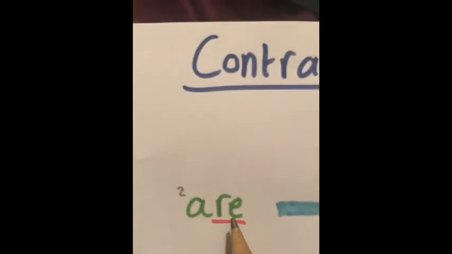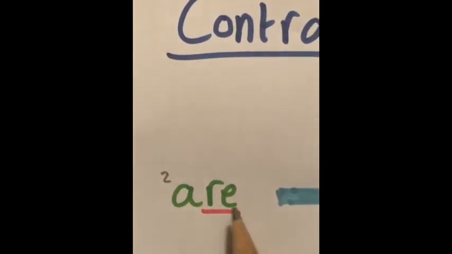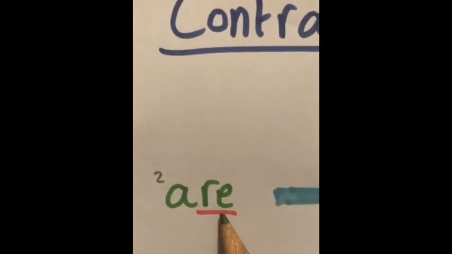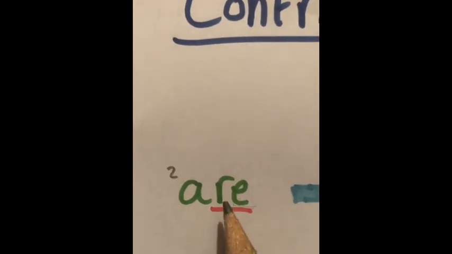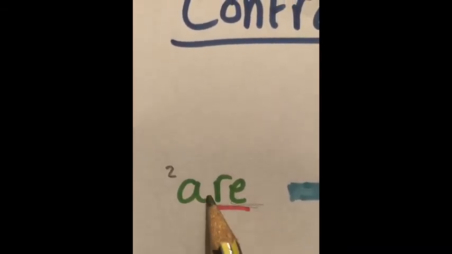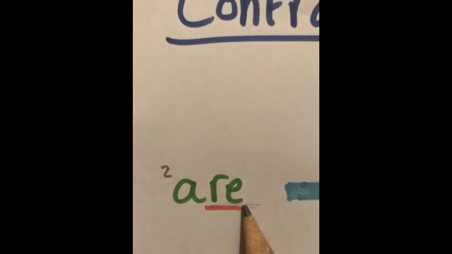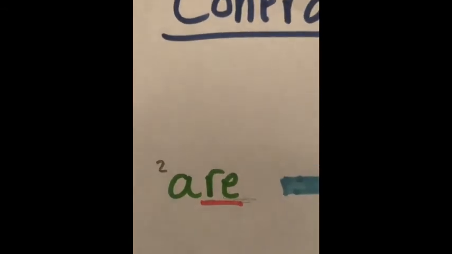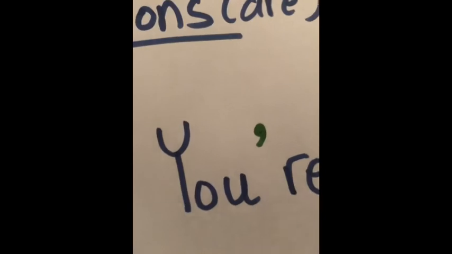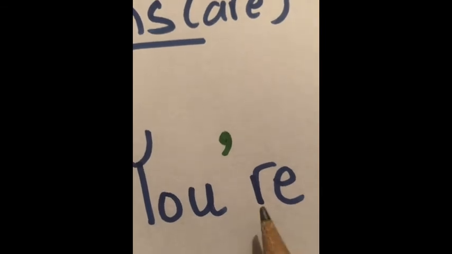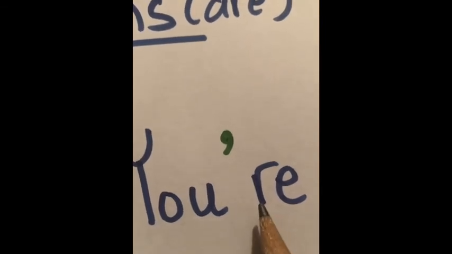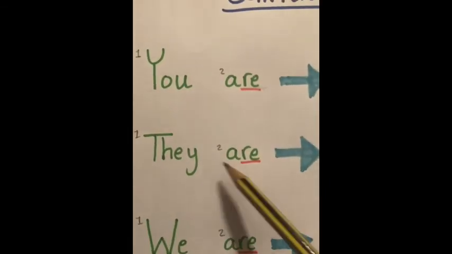Now, are. Do you remember in is and am, we took only the last letter of the second word. But here, we take the last 2 letters, R and E. The last 2 letters, okay? So here, we put you and we put the apostrophe. Now we add R-E. We take the last 2 letters of the second word are and we put RE.